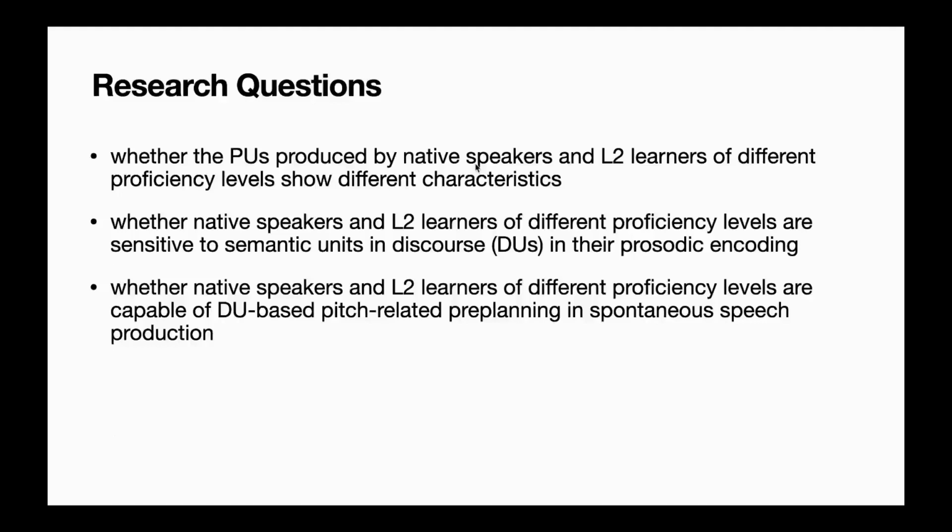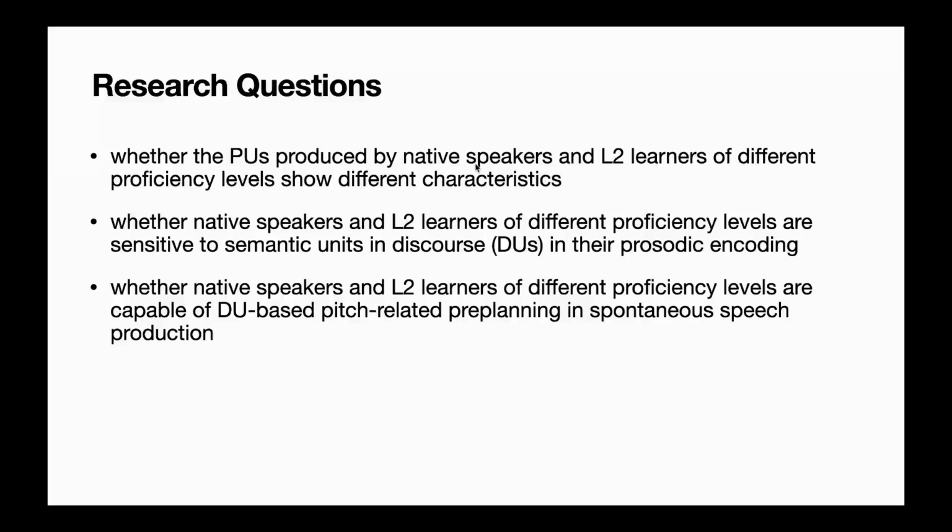In this paper, we extend this line of research and analyze whether the pitch encoding, that is, the initial F0 height, the final F0 height, and the F0 slope, of a PU varies as a function of its semantic completeness in L1 and L2 spontaneous speech. We attempt to address the following questions.